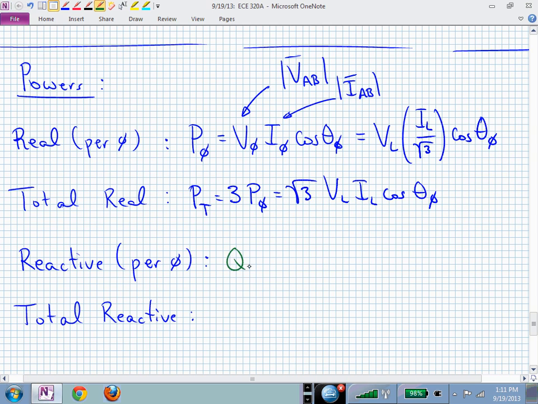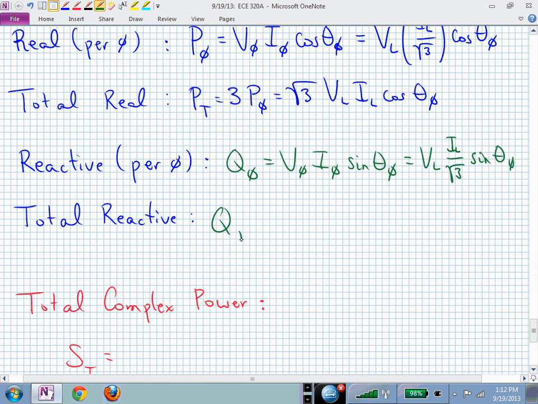The reactive power, again, it's VI, and those V's have to be phase voltages. The I has to be phase current if you're doing a per phase. Sine of the angle of the impedance, or that's also this V line I line over the square root of 3 sine of theta sub phi. And our total reactive power then is this 3 times Q sub phi, which is the square root of 3 V line I line sine of theta sub phi.